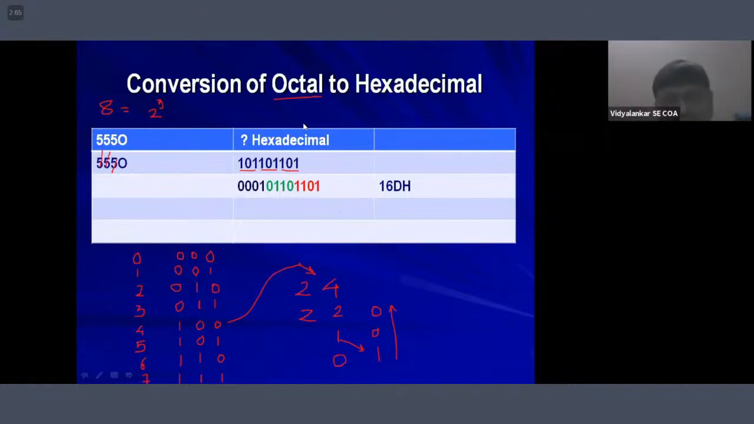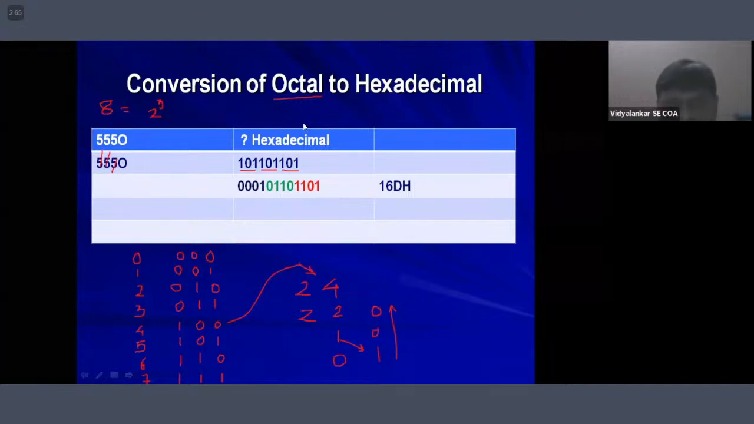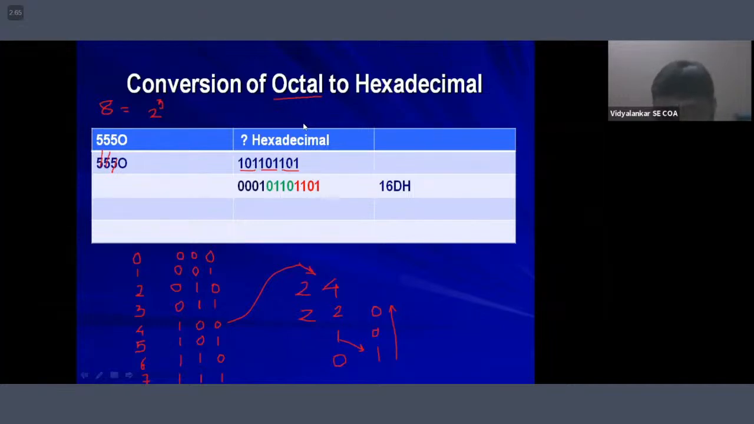Now in the second step, because I have to convert the octal number to hexadecimal. In the first step, I represented octal in binary. And in the second step, I will rewrite this number. 101, the same number I have written here: 101101101. थोड़ा कलरफुल है, उसका रीजन बताता हूँ, उसका थॉट प्रोसेस क्या है.